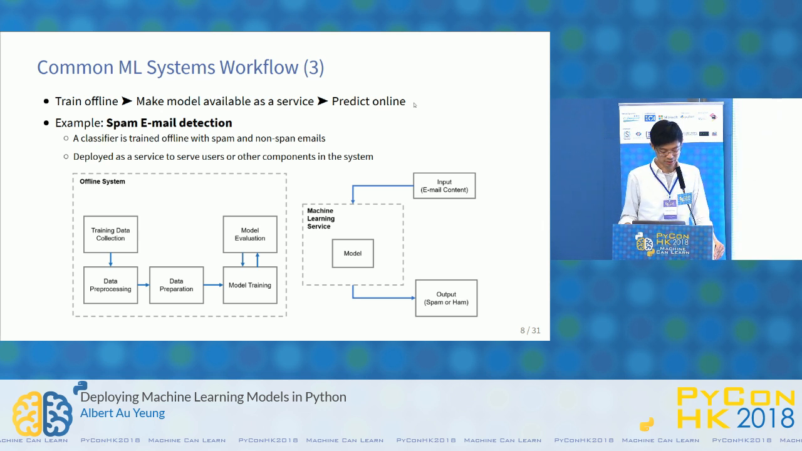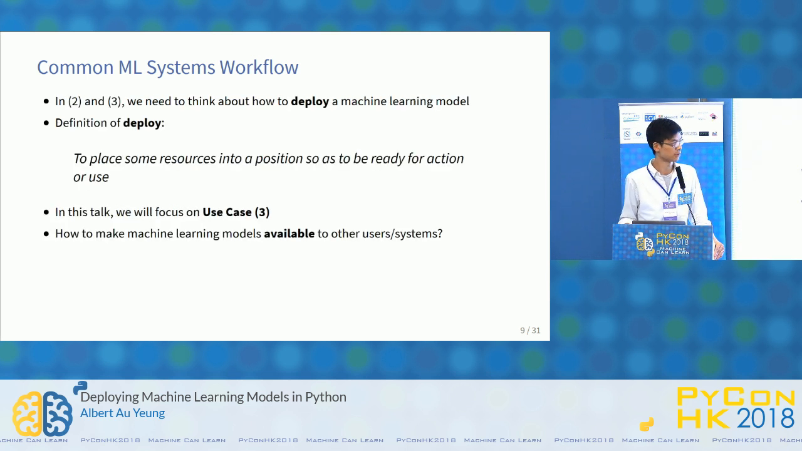So especially in the use case of 2 and 3, we have to think about how to deploy. And by deploy, we mean that basically we put the resources into a position that it is available to other components or users to use. Right? So it's not like you can just hand the model file to other users, because in that case, the other user will have to write a program, load the model, and generate predictions by themselves, which is not desirable in many cases. Right?